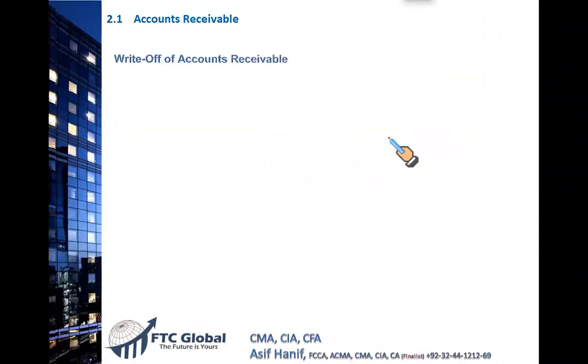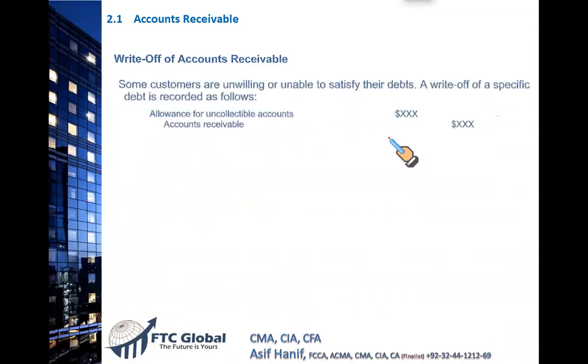Now, when you write off an account, instead of the previous entry, the direct write-off, debit bad debt, credit customer, no. Any write-off is charged against the allowance.